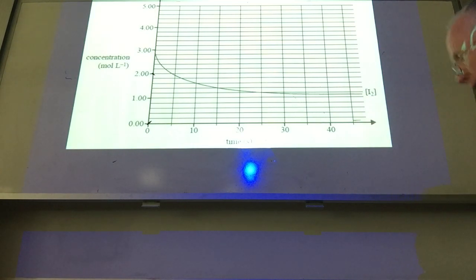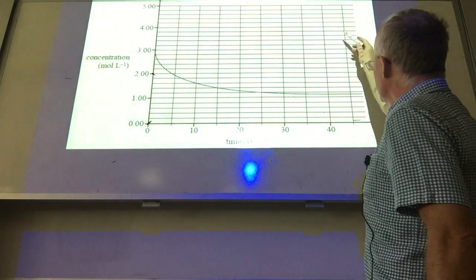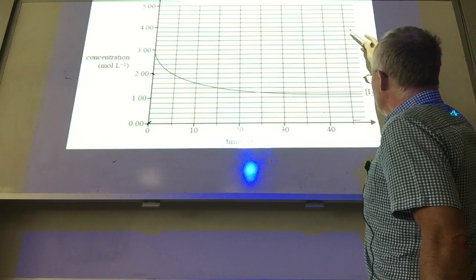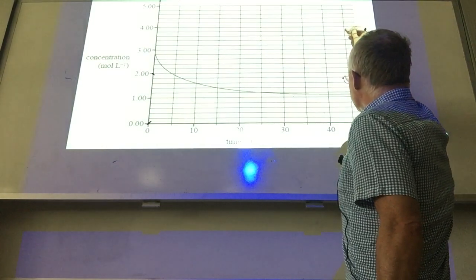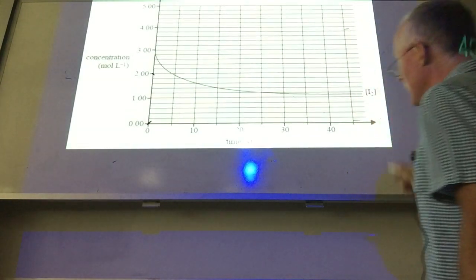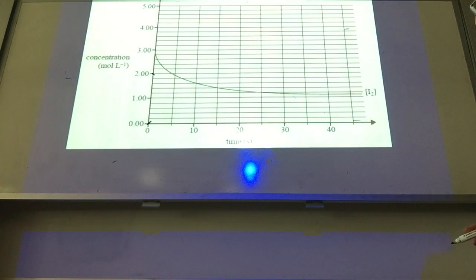It's going to be roughly there. So, what is hydrogen iodide? Well, hydrogen iodide at equilibrium was 3.86. So that's going to be, well, that's 4 there. One box short is 3.8. 3.86 is going to be a little bit short of halfway again. So it's going to be there. So now we know where the graphs have got to start and where they've got to finish.